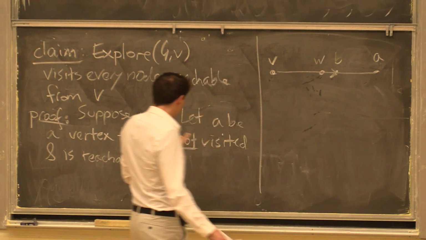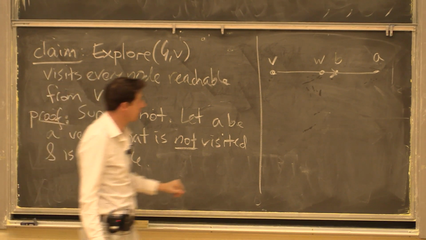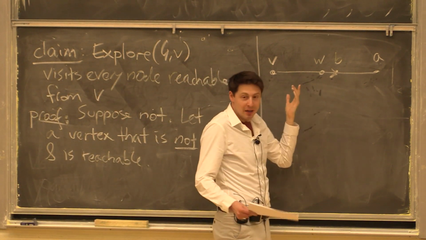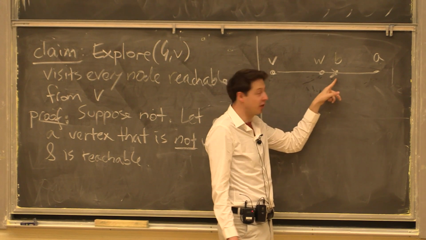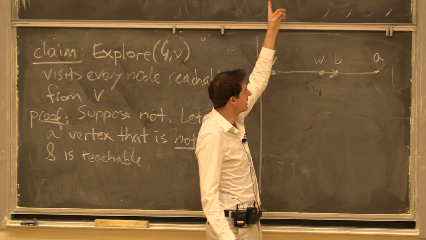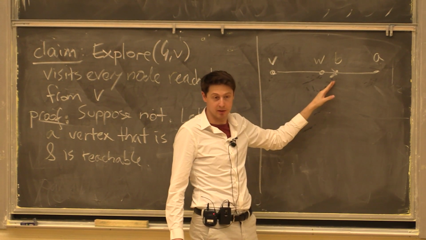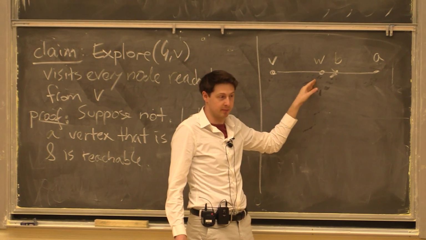We have assumed by contradiction that A is a vertex reachable from V that is not visited, right? We just make sure we pick the first unvisited one, right? Because maybe all of these are not visited. If I try to pull this argument on A, it wouldn't work. It's important that I pick the first not visited one to make sure that the previous one has been visited, right?